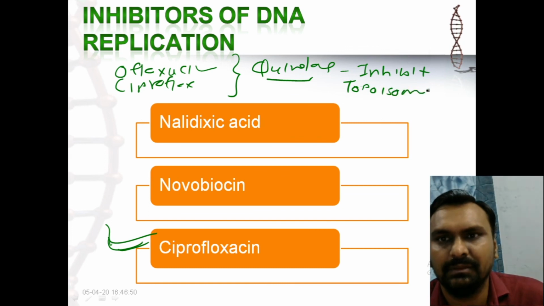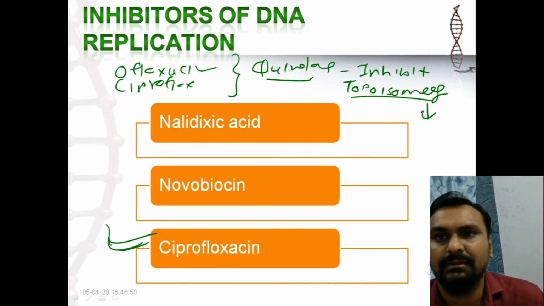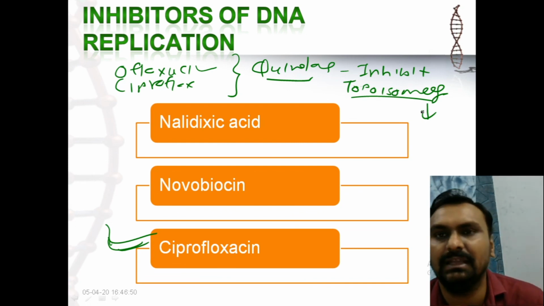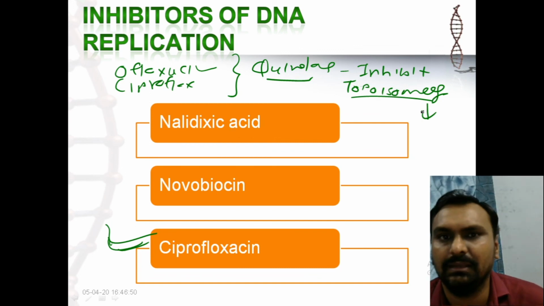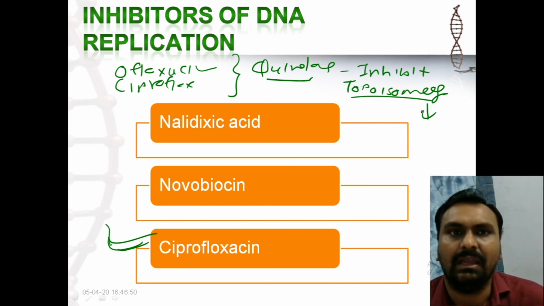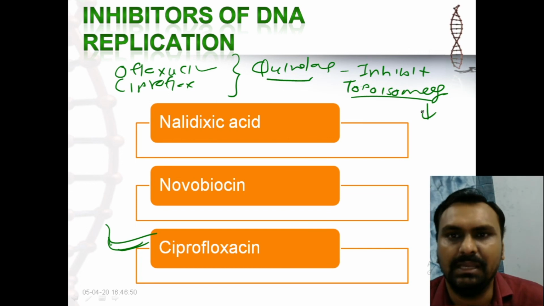topoisomerase enzyme. So what is the role of topoisomerase? This topoisomerase will prevent the supercoiling. So if we inhibit the topoisomerase, then supercoiling will occur, and because of that DNA polymerase cannot work, or helicase cannot unwind the DNA, and that will lead to the inhibition of DNA replication in bacteria, and that's how the replication is stopped. So bacteria will die ultimately. So this is how the ciprofloxacin drug will inhibit DNA replication.